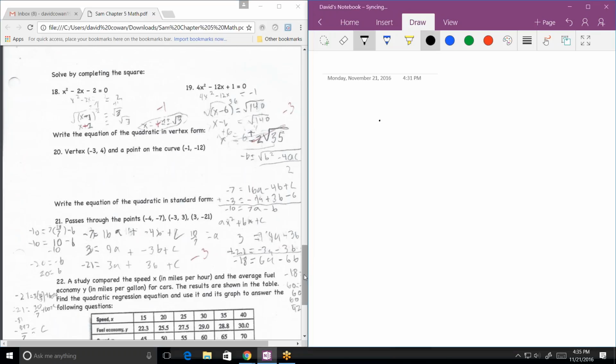Okay. So for number 20, the way you should always start these problems is with the general equation of the vertex format. What is that? Y equals mx plus b. No, that's the general equation of a line, of a linear. Generally, what's it called? The quadratic form? No. What's the vertex format?